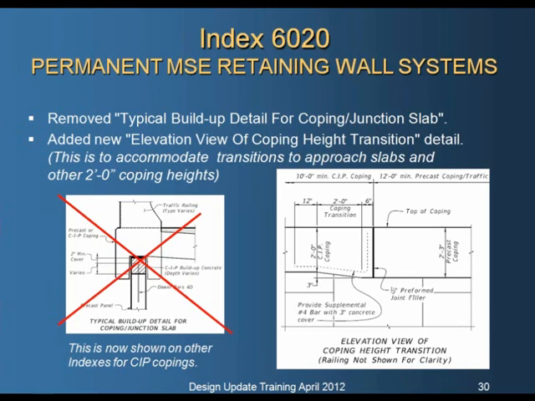Okay, on index 6020, we've added a detail here that shows how to transition from the standard 2'3" coping height to the traditional 2-foot coping that typically you would see on approach slabs. We also deleted this detail about the build-up because those details are added on each individual index that has a cast-in-place coping.